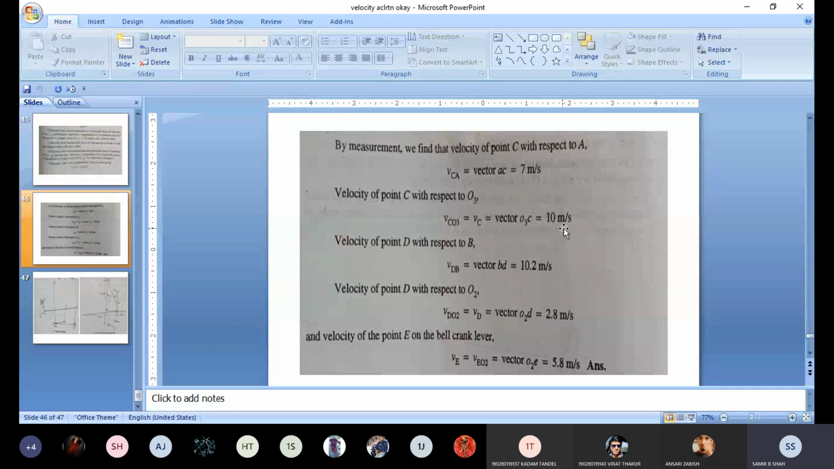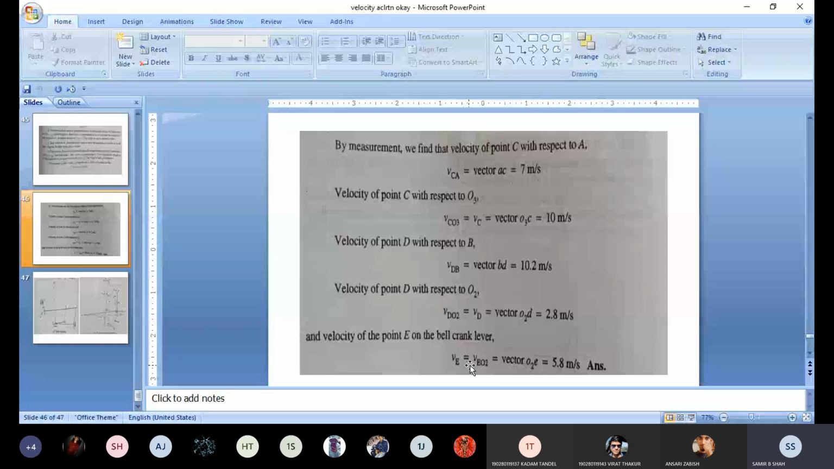After that, find the radial part of DB, which is equal to V square DB by BD. So 10.2 square divided by 0.15. So we are getting the answer 693.6 meter per second square. Your answer should be within a range of 5%, then it may be valid. Radial part of DO2 is equal to V square DO2 divided by O2D. So 2.8 square divided by 0.2, so 39.2 meter per second square.